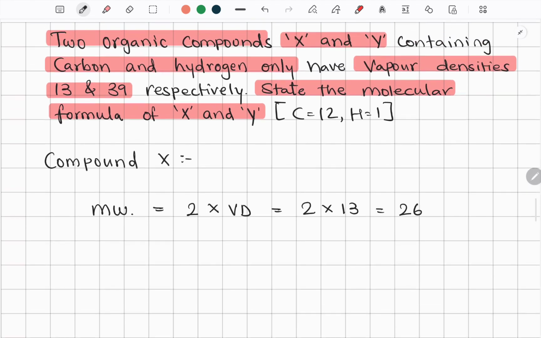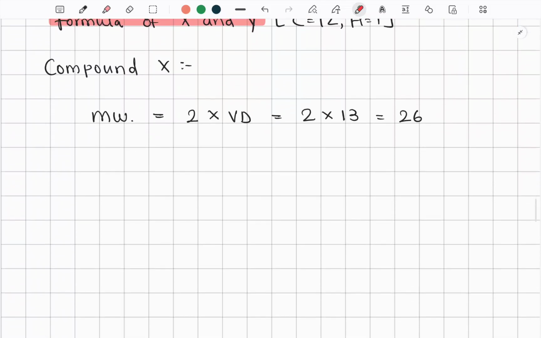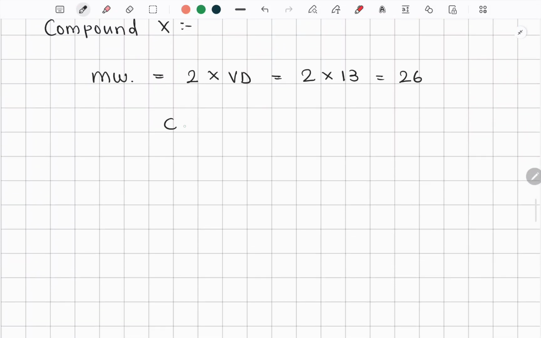Okay, now one important thing mentioned in this question is that it says carbon and hydrogen only. The organic compounds X and Y contain carbon and hydrogen only. That means no other element than carbon and hydrogen is present in the compound. But the problem is we don't know whether it is C2H4, C2H6, or whether it is CH4. We don't know how many carbon and how many hydrogen are present in it. But we know that it is only carbon and hydrogen.